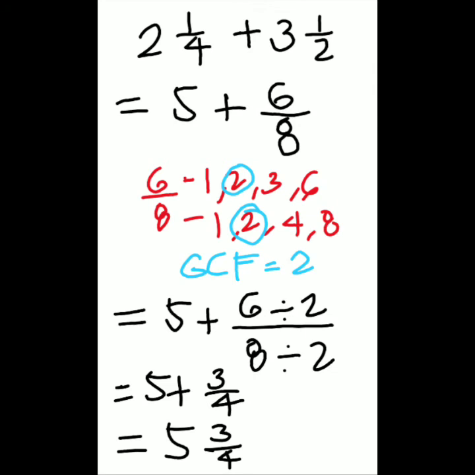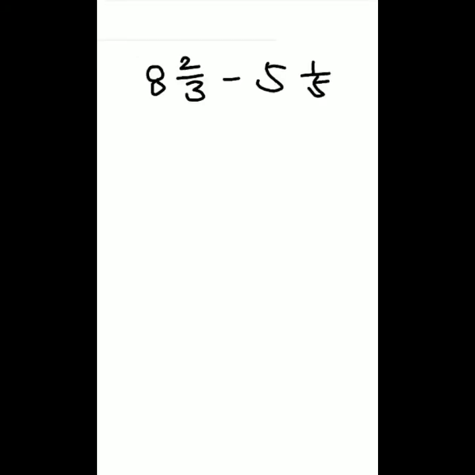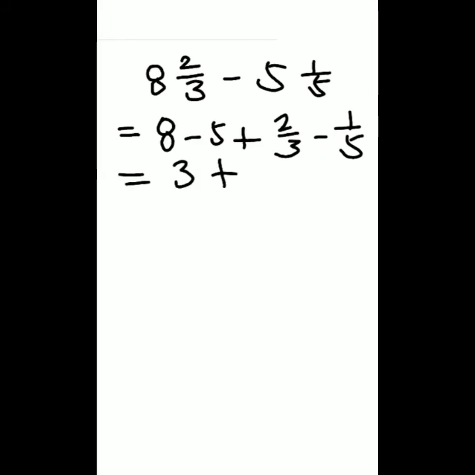the final answer will now be equal to 5 and 3/4. Let us now go to an example of subtraction of mixed fraction: 8 and 2 over 3 minus 5 and 1 over 5. First rearrange the equation to 8 minus 5 plus 2 over 3 minus 1 over 5. The fraction parts are separated because they are part of the difference of the whole numbers 8 and 5. Get the difference of 8 and 5 which is equal to 3, then perform the subtraction of 2 over 3 minus 1 over 5.